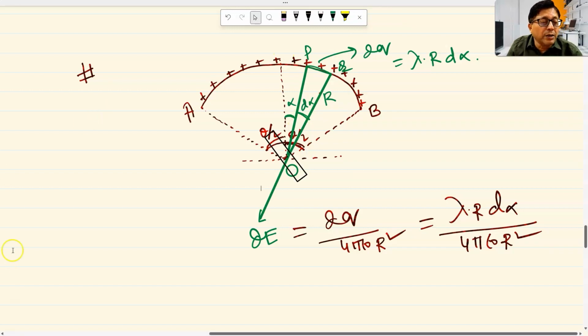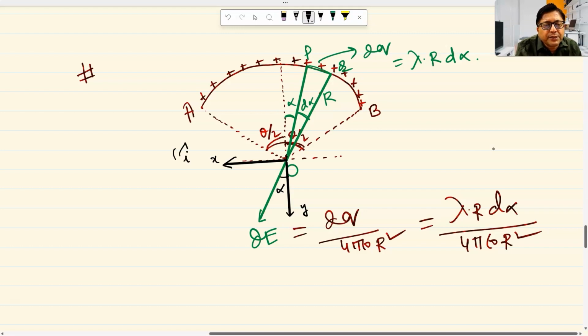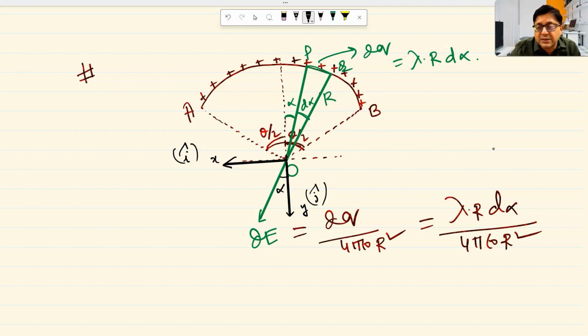This has angular position alpha. This portion d alpha. These are taken as x and y axis. Imagine this is your x axis, this one y axis. Unit vector i cap this way, j cap this way. Instead of taking negative i, negative j, I have considered positive x axis this manner, so that you can take this portion of the charged circular ring in such a manner that this one looks like the x axis and this one the y axis. It's up to you. I have taken x and y axis this way.